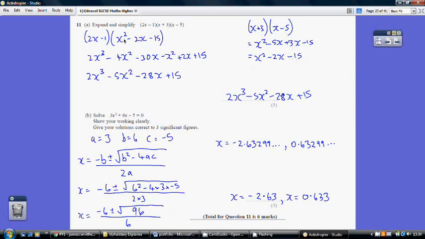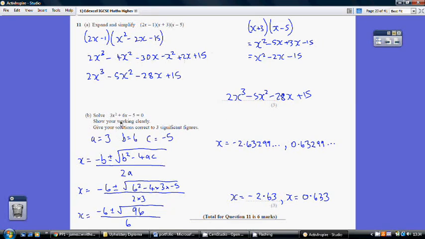So I've then taken this x squared minus 2x minus 15 and multiplied that by bracket number 1. So again, the claw is going to be sort of a 3-way claw. So 2x times x squared, 2x times minus 2x, 2x times minus 15, giving me those 3 terms here. Then moving on to the minus 1 times x squared, minus 1 times minus 2x, minus 1 times minus 15, giving me these 3 terms here. Now then, gathering like terms, I've got 2x cubed minus 5x squared minus 28x plus 15.